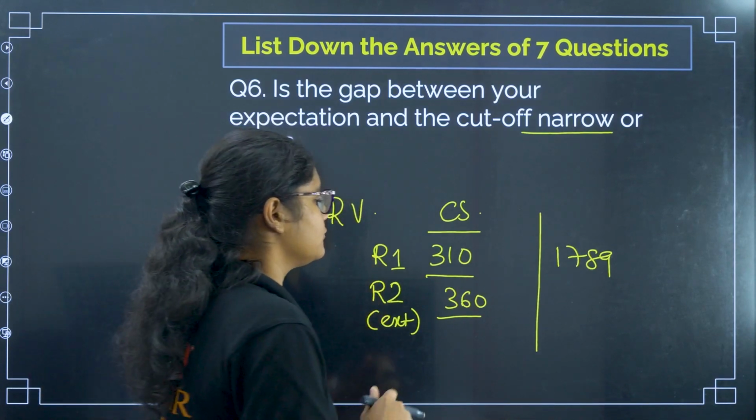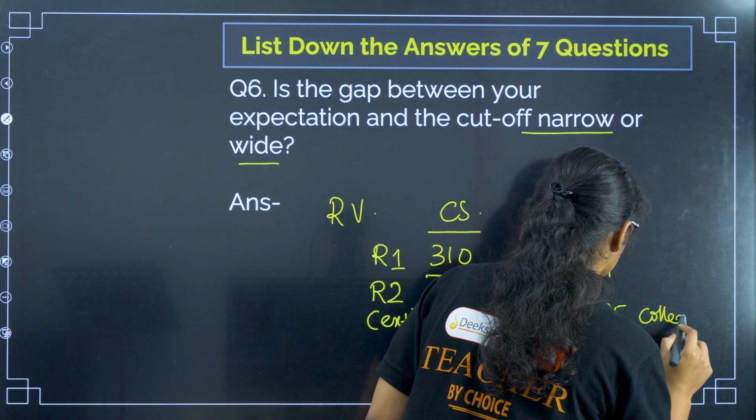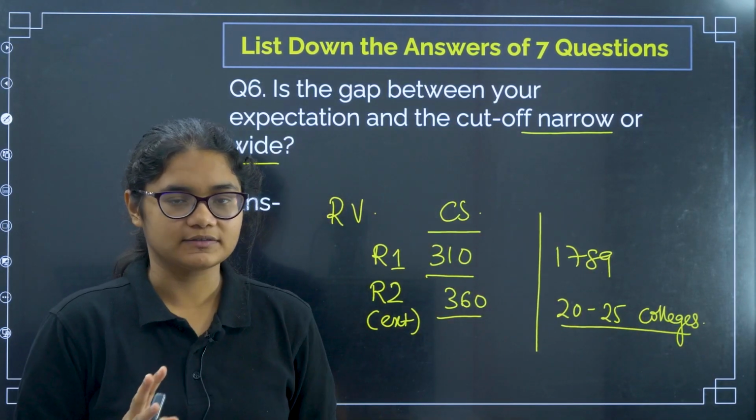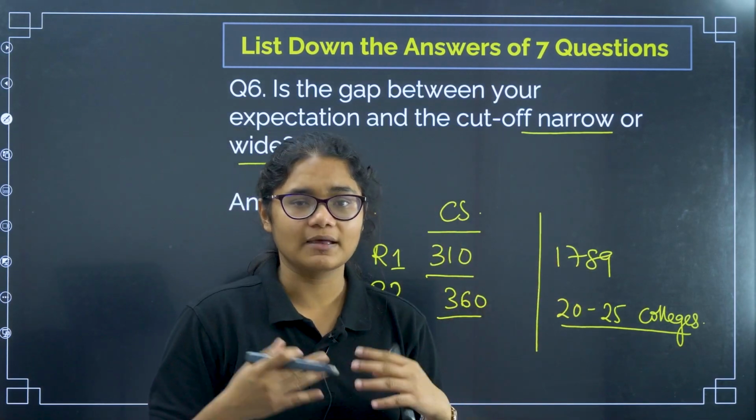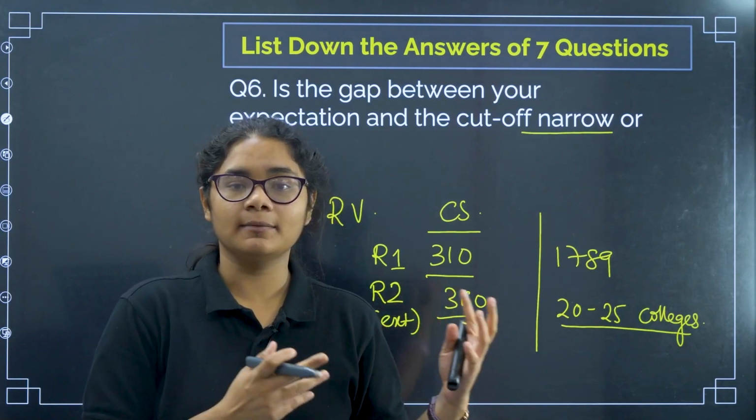So at least you must list down 20 to 25 colleges. In that again, courses will be there, right? For example, in RV I am not able to get CS at this rank. For example, EC is there, whose rank is around 1500 or something. I may be able to get that branch.